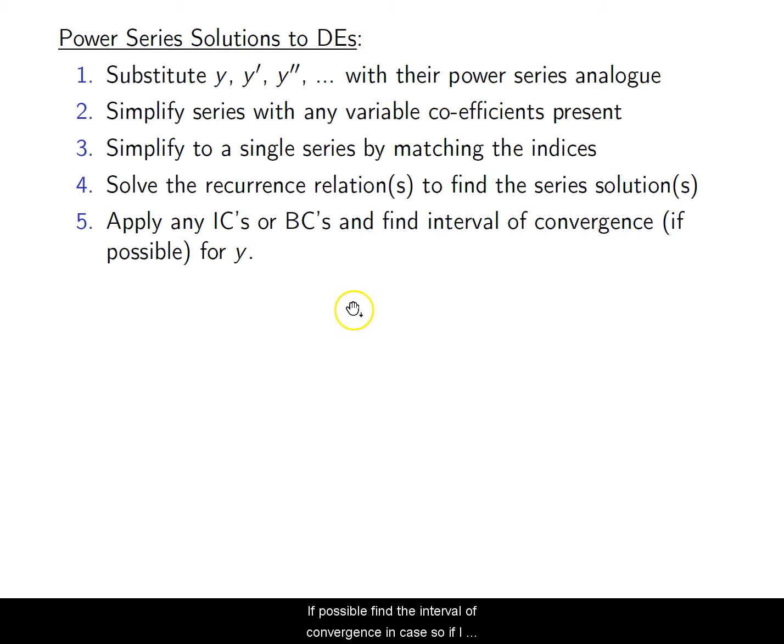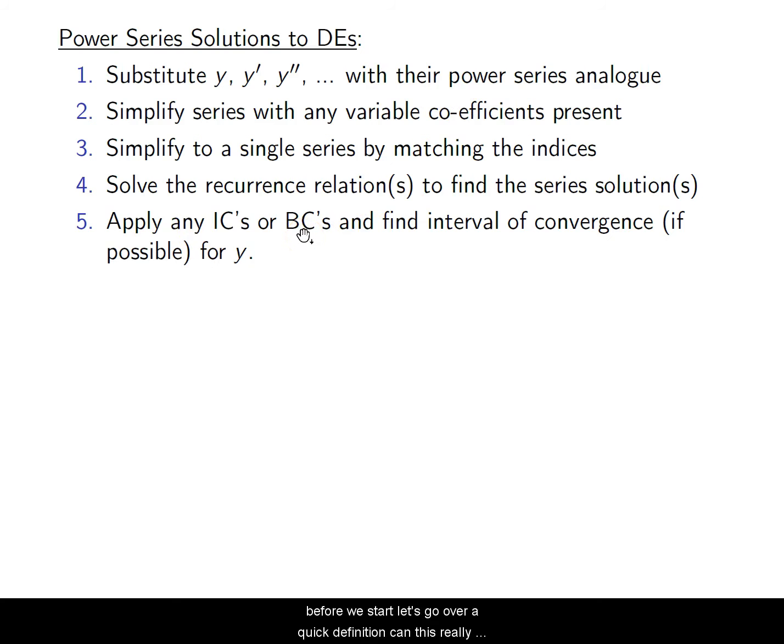Okay, so if I can actually find a closed form general term for my solution, then I can find my interval of convergence. If not, then I just won't worry about it, okay? So let's get started. This is the general overview.